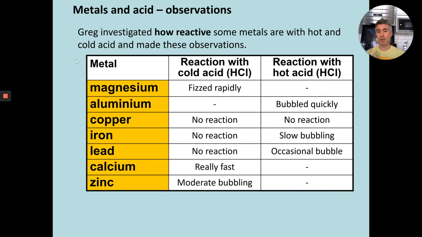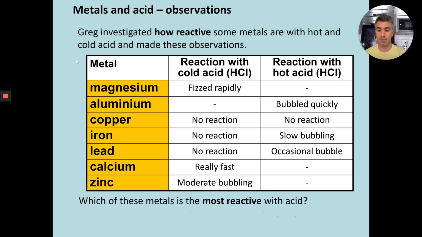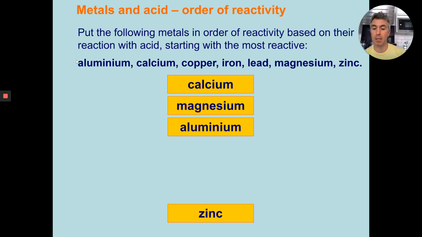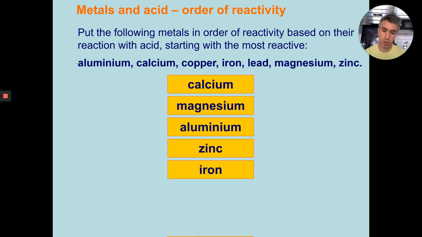And again, using the information of how they react with acid, we can put these other metals in an order of reactivity. Magnesium is more reactive than all the others, based on how they react. So put them in order: calcium, magnesium, aluminium, zinc, iron, lead, and copper.